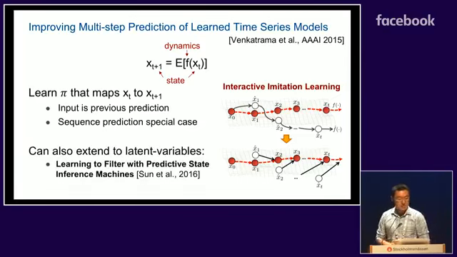And one can also extend to latent variable models. This is a fully observed dynamical system. One could also extend this to latent variable dynamical system models as well.